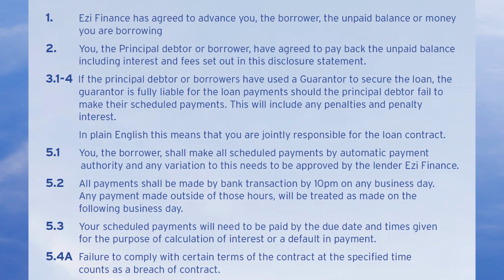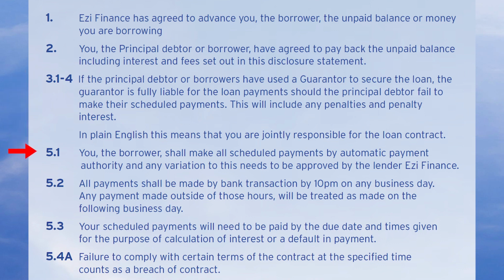Terms and conditions of contract. Easy Finance has agreed to advance you, the borrower, the unpaid balance or money you are borrowing. You, the principal debtor or borrower, have agreed to pay back the unpaid balance, including interest and fees set out in the disclosure statement. If the principal debtor or borrowers have used a guarantor to secure the loan, the guarantor is fully liable for the loan payments should the principal debtor fail to make their scheduled payments. This will include any penalties and penalty interest. In plain English, this means that you are jointly responsible for the loan contract.